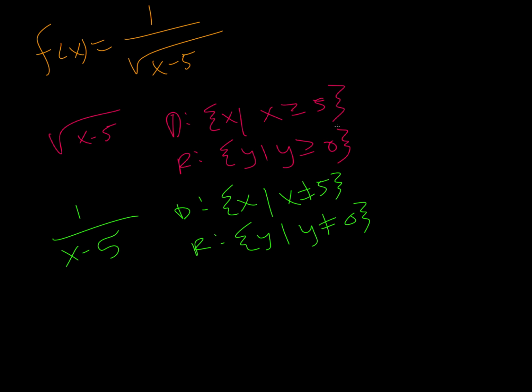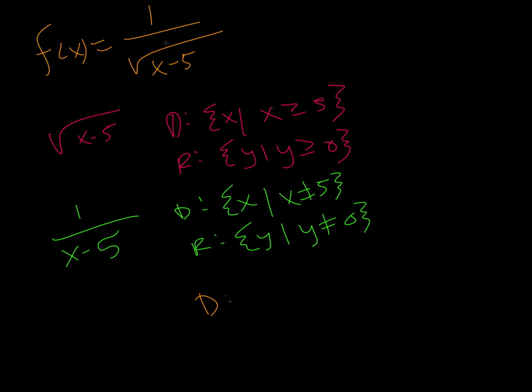Okay, so because we have 1 over x minus 5 and the square root of x minus 5 all wrapped up, it's going to combine both of these. So, if we start with the stuff that's written in pink, that's a good starting point. But we can't equal 5 and we can't equal 0. So we're just going to get rid of these equal to signs, and then that's our new domain and range.